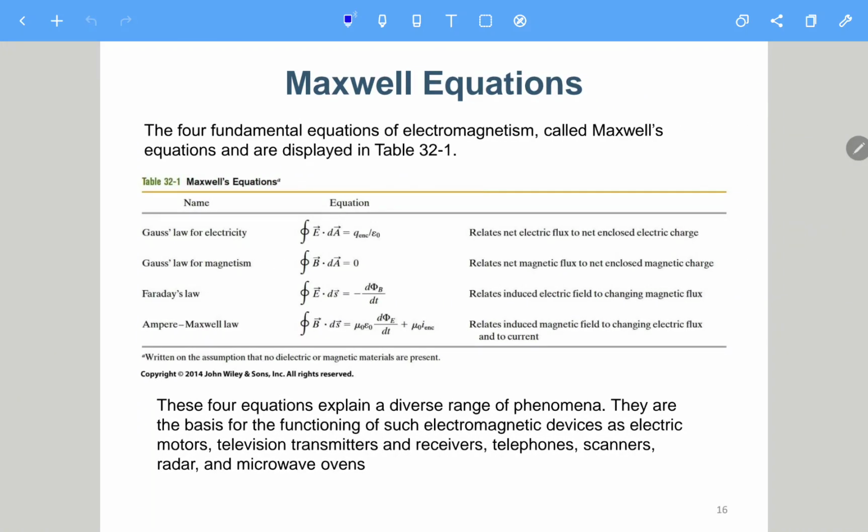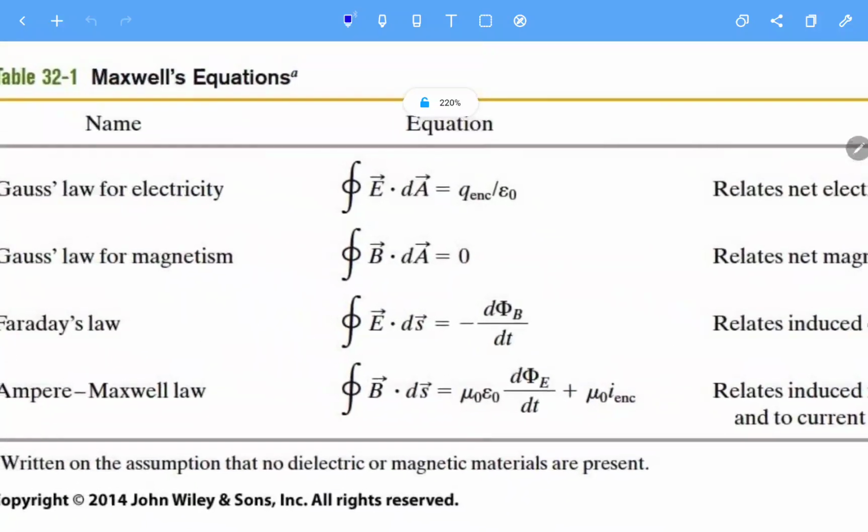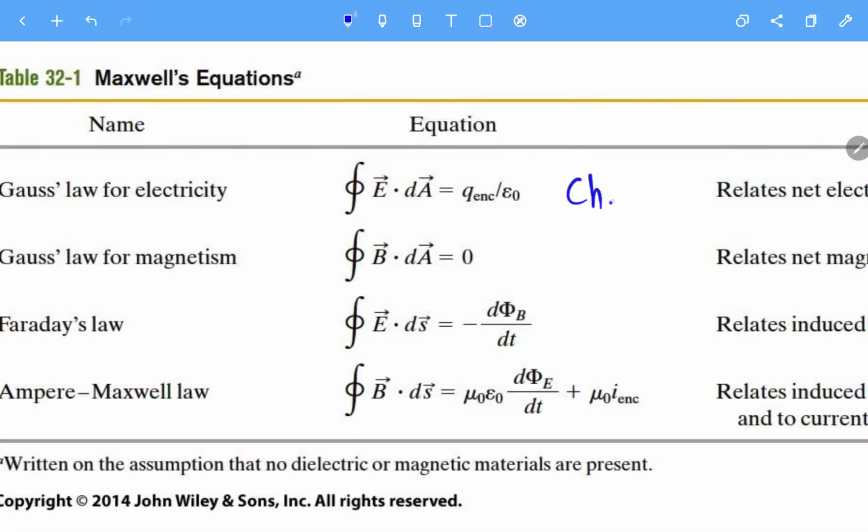Okay, so finally we have finished all four Maxwell equations. The first one is called Gauss's law for electricity, which we learned in chapter 23. Here in this chapter, chapter 32, we also talk about Gauss's law for magnetism. For Faraday's law, we learned it in chapter 30. So we know that a changing B field will generate the E field.